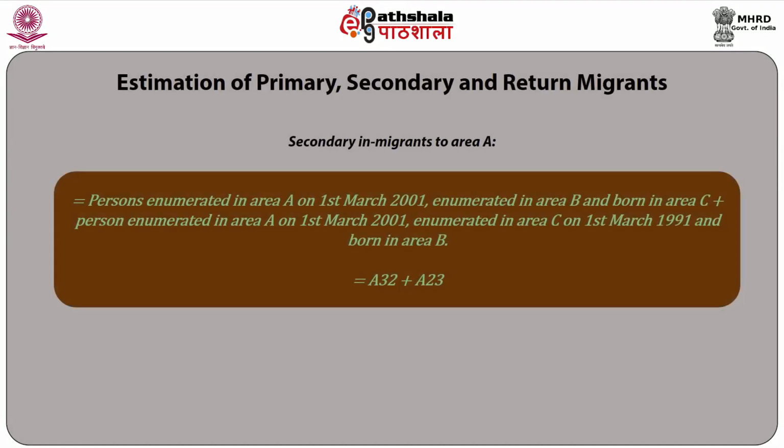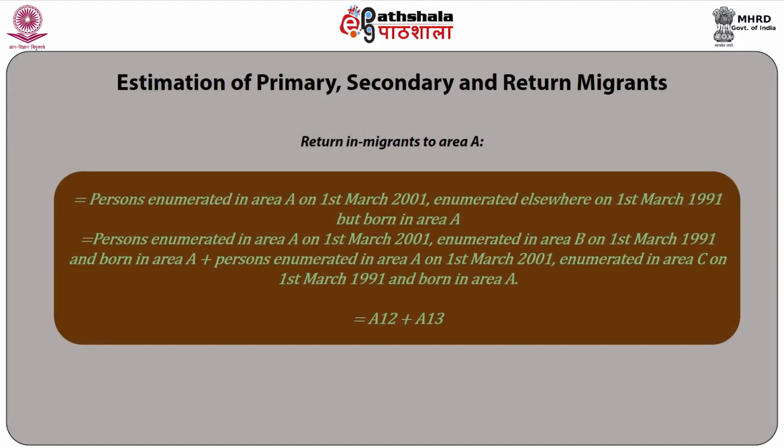Secondary in migrants to Area A equal persons enumerated in Area A on 1st March 2001, enumerated in Area B and born in Area C, plus persons enumerated in Area A on 1st March 2001, enumerated in Area C on 1st March 1991 and born in Area B, equal to A32 plus A23.